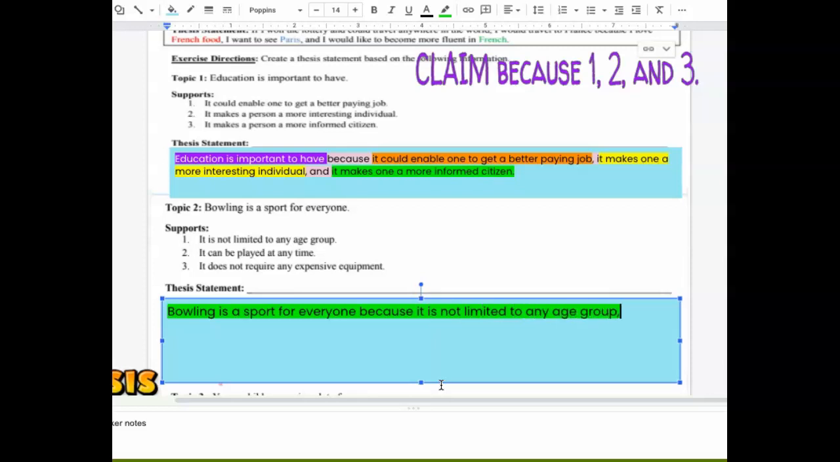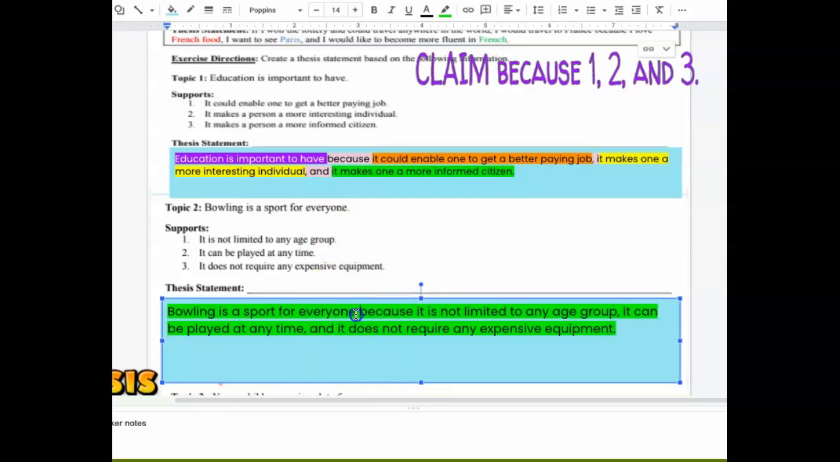I'm going to put a comma, which shows a pause. My second support, it can be played at any time. Comma, and to indicate that it's my last one, it does not require any expensive equipment. Then I'm just going to go through and check to make sure I have all the parts.